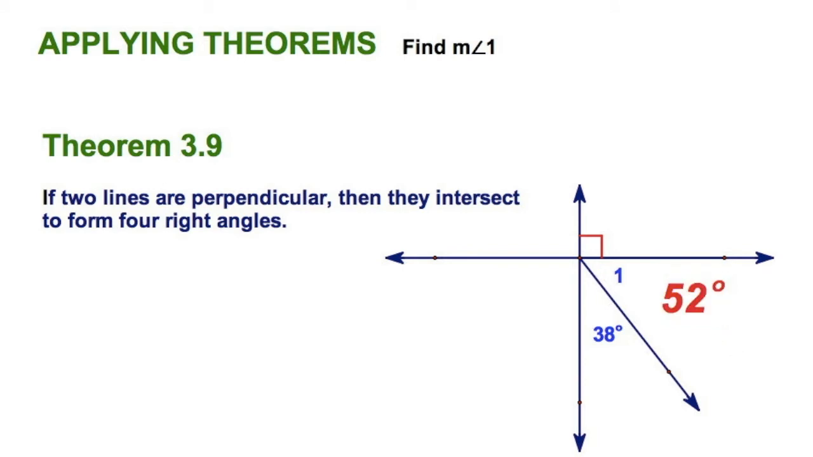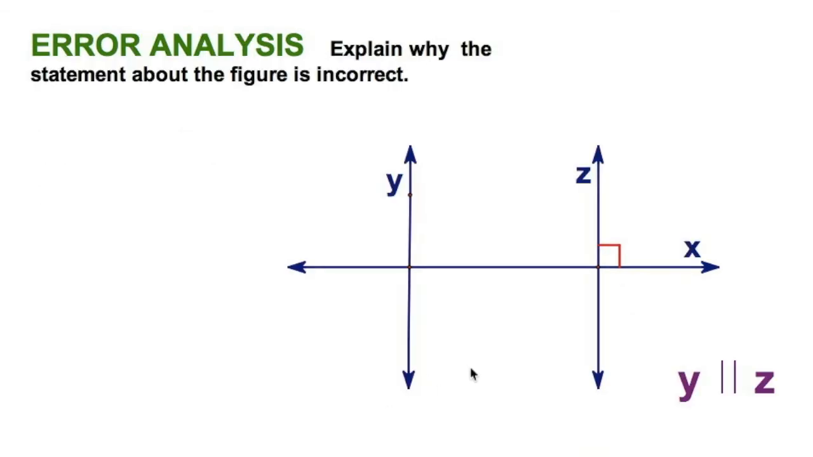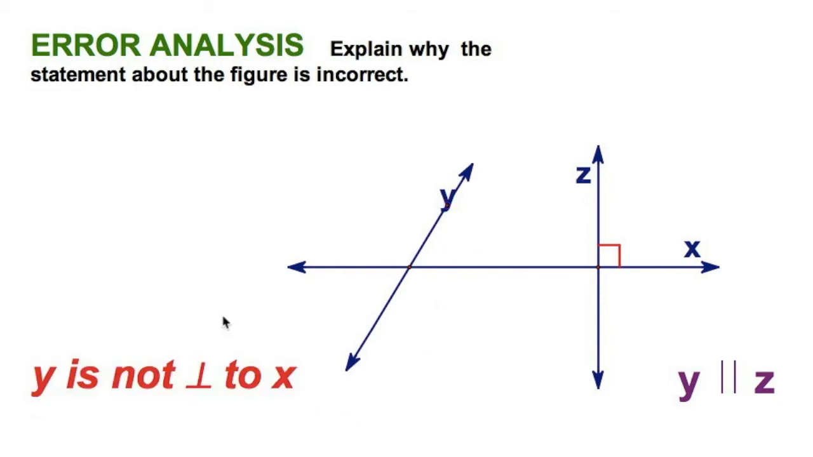Makes sense to me. Now, this is really getting pretty easy. Hey, what's wrong with this picture? I love these error analysis questions in your textbook. They're saying, well, if this is perpendicular here, then y must be parallel to z. And we say no, because nobody said that the line y was parallel to x, or, I'm sorry, perpendicular to x. Since there's no mark indicating y is perpendicular to x, y is not parallel to z.